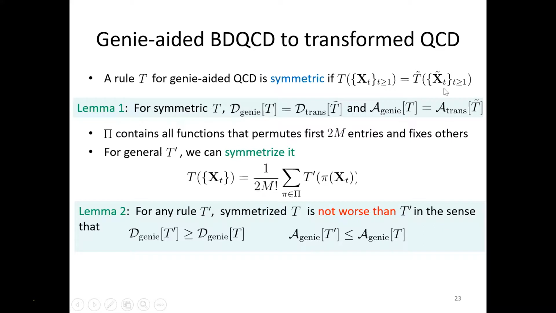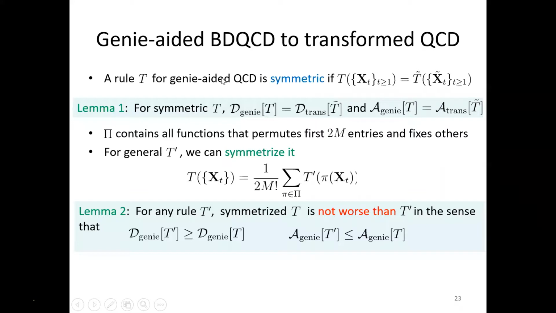Okay, so for any symmetric rule, these two problems have the same performance. And for a general rule T that may not be symmetric, we can symmetrize it, and we can show that the symmetrized one will have a better performance. So that means if we want to get the optimum rule for the Gini-added BDQCD, it suffices to look at the symmetric rule.